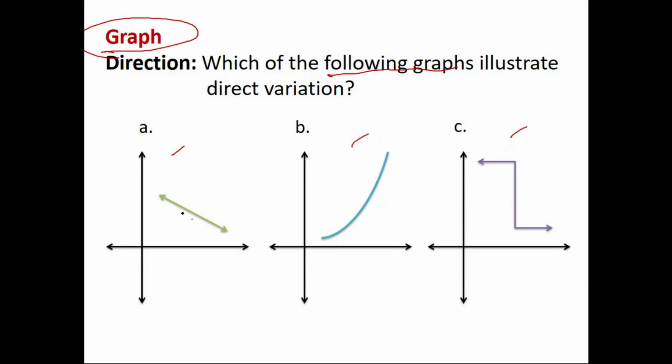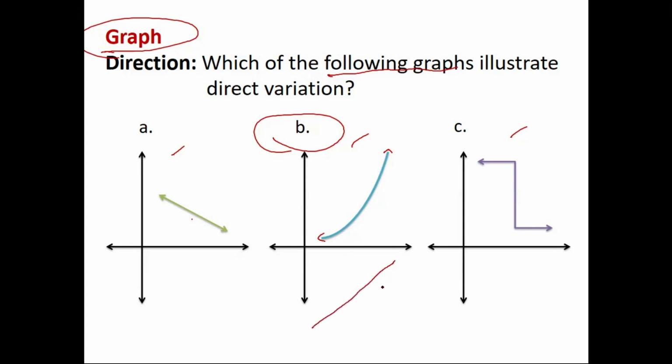What do you think? It's letter B. So this graph illustrates direct variation. As the values in the x-axis increase, the values in the y-axis also increase. So ganyan palagi yung itsura ng graph ng variables na directly proportional with one another.